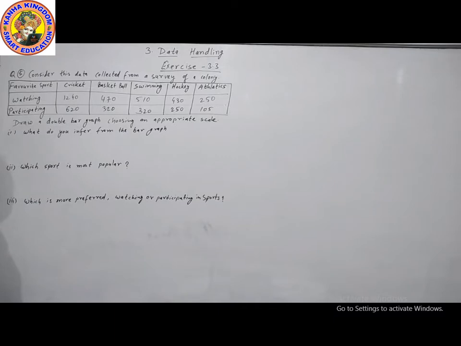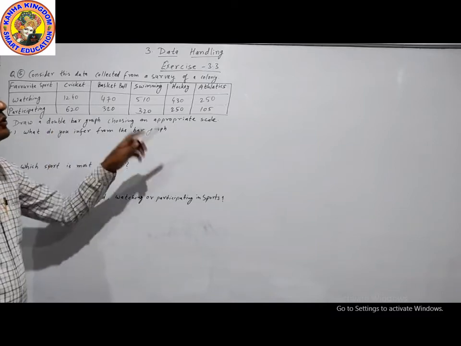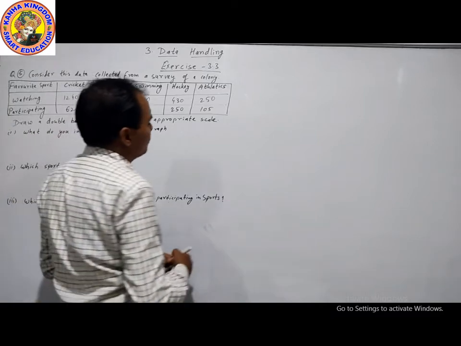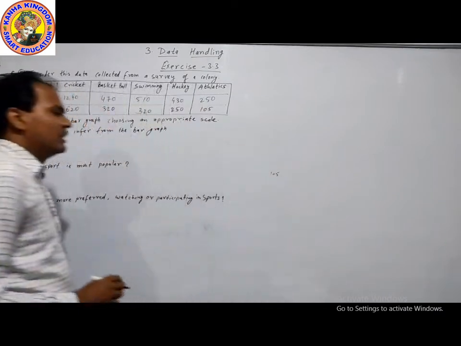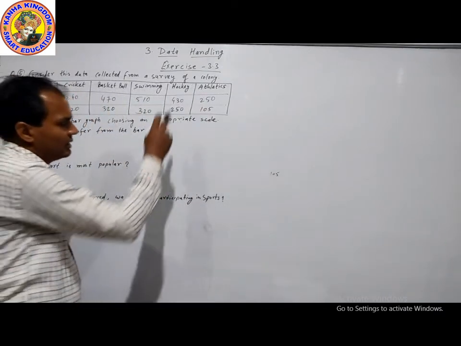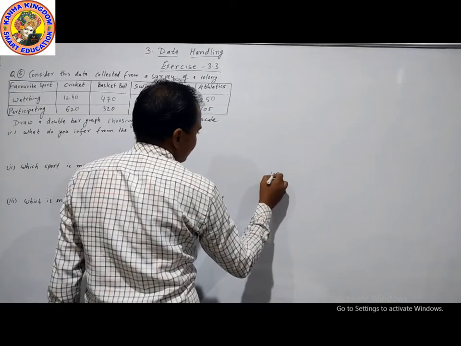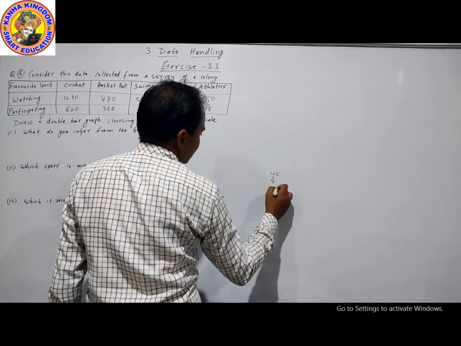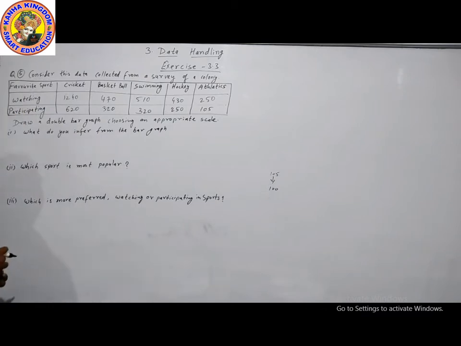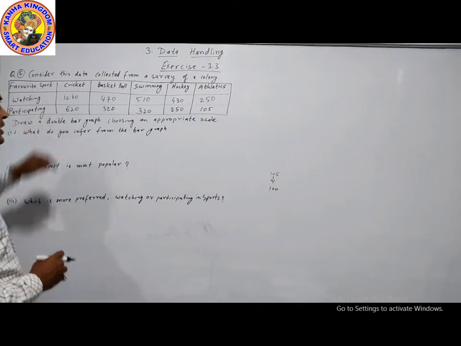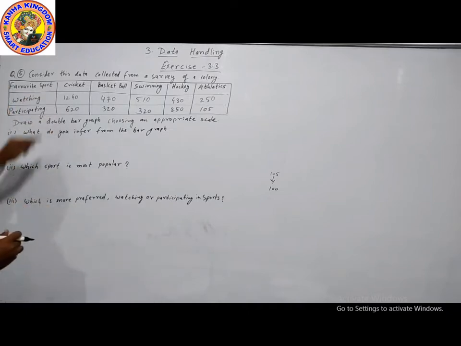Here, for choosing an appropriate scale, find the minimum value from this data. The minimum value is 105. So we will take 100. The least value is 100. Now the highest value in this table.